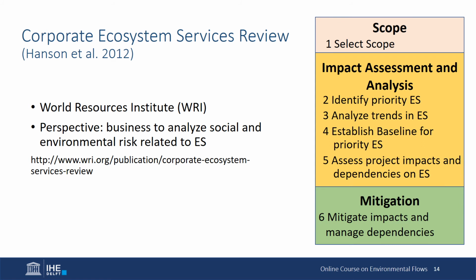It divides the assessment in three main steps. Scoping, to determine the purpose and detail of the assessment. Impact assessment and analysis, consisting of identifying the priority ecosystem services, defining the trends in supply and demand, estimating impacts based on the expected changes, and the final step is mitigation, to propose measures to reduce the significance of the impacts.